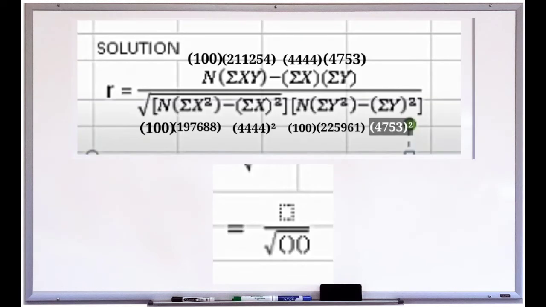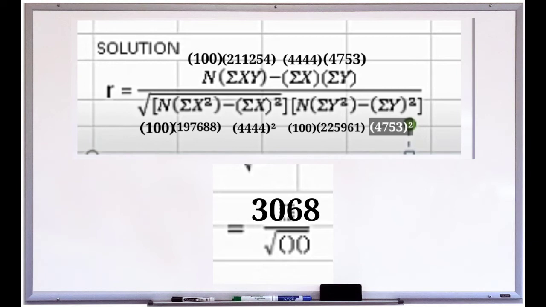Okay, let's start with the numerator. Let's multiply 100 and 211,254, and the result is 21,125,400. Next, 4,444 times 4,753 is equal to 21,122,332. Now let's subtract 21,122,332 from 21,125,400, and the result is 3,068.